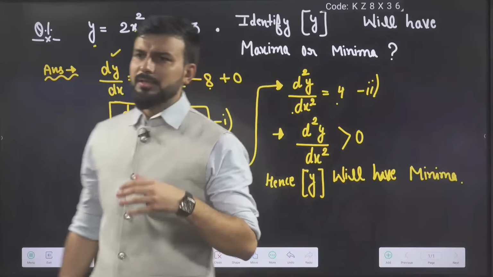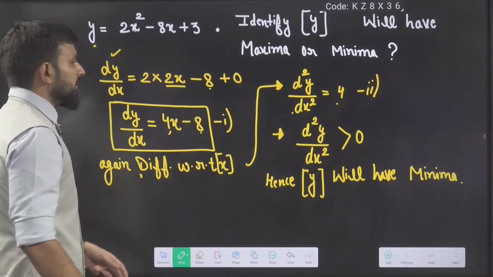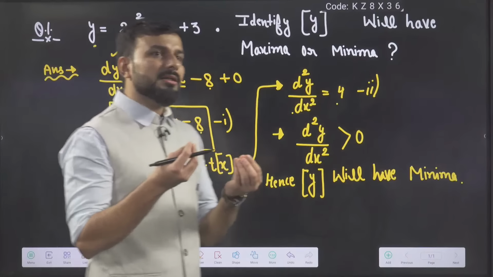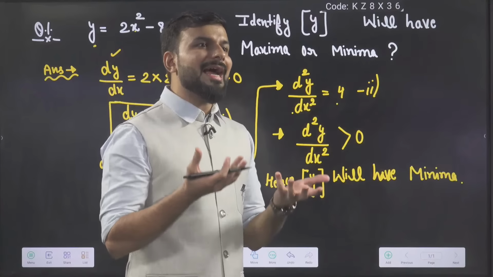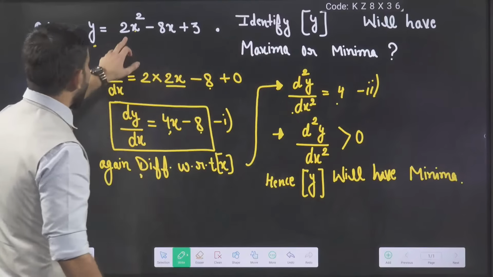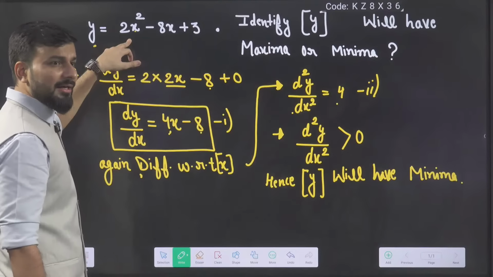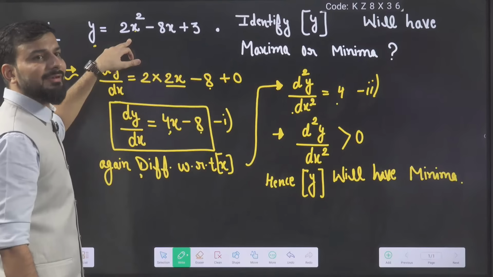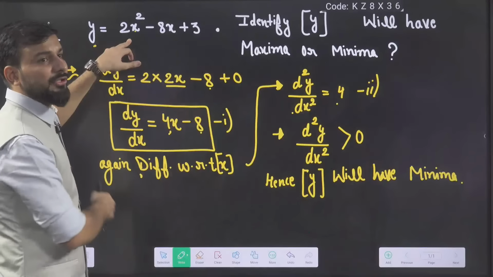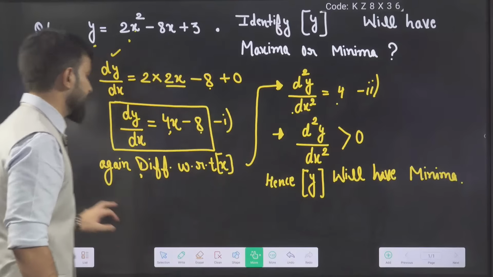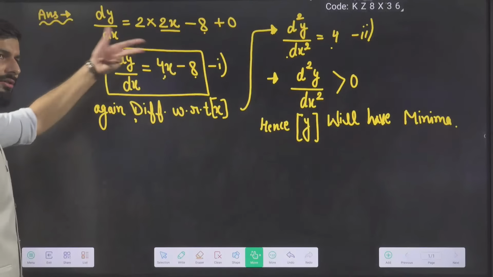So now you got it has a minimum value. But what is its minimum value? And at what value of x will it have minima? And what is its value? Now the second step you will do. I have not done the second step here. So the next question is this.